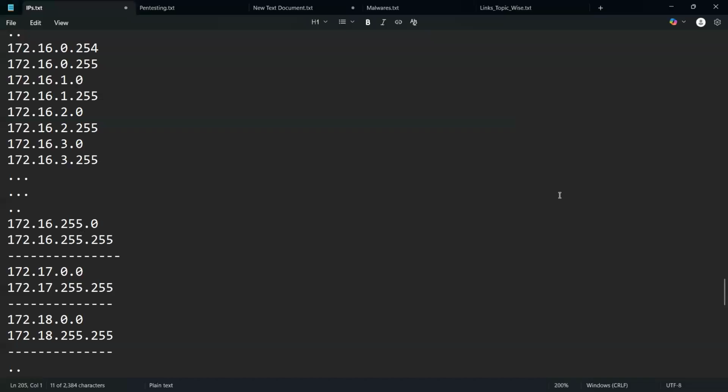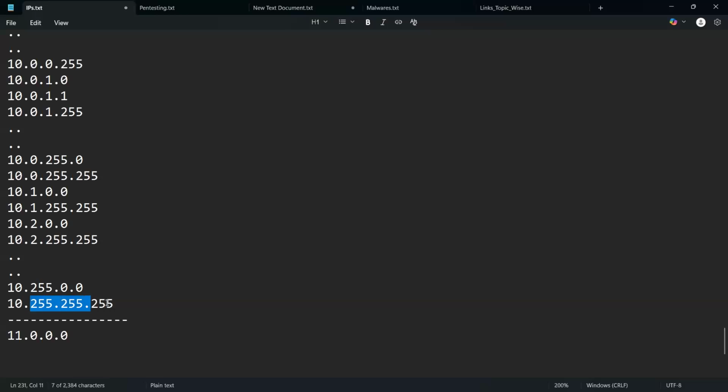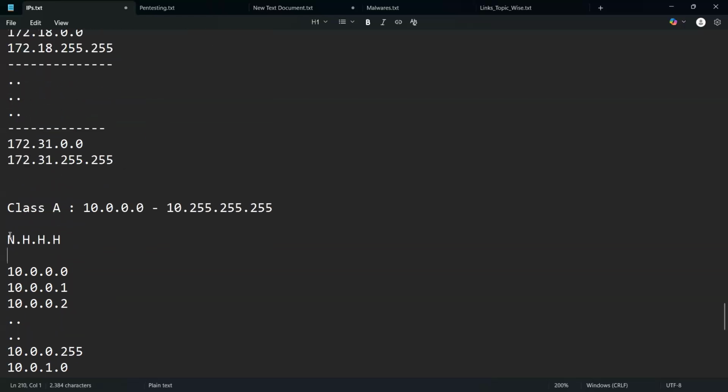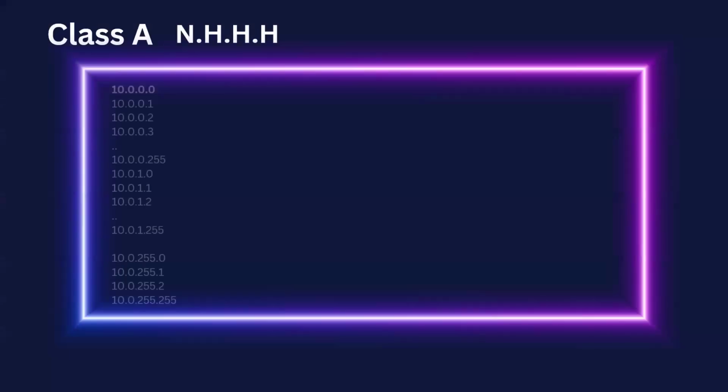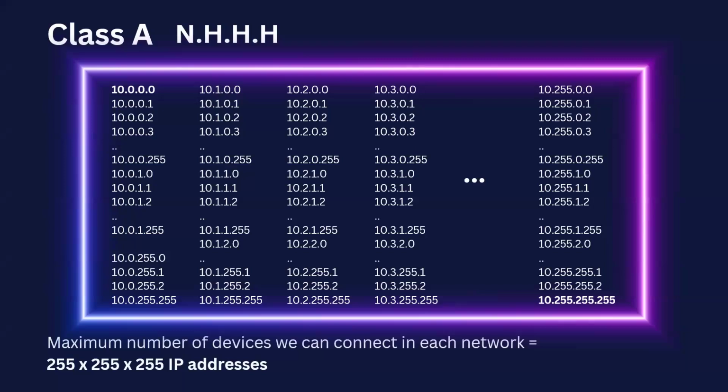So finally, when we come to Class A, guys, you have one network portion and three host portions, which means from 10.0.0.0 all the way up to 10.255.255.255, it's one single network. When 10 changes to 11, when this first portion changes, which is the network portion, only then the network divides. So all the IPs from 10.0.0.0 to 10.255.255.255 is one single network. And in that network, you can connect a maximum of 255 into 255 into 255 IPs. That's the relevance of Class A.